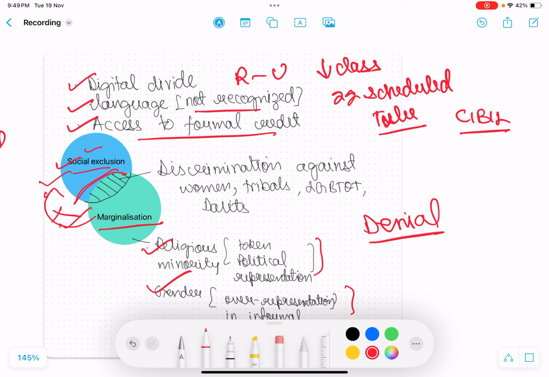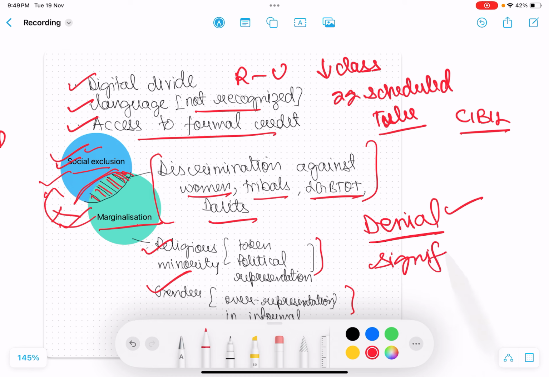Now, what is this area which is both social exclusion and marginalization? This is a lot of the discussions that we have which are common. Discrimination against women on the basis of patriarchy, or against tribals or the LGBTQ community or Dalits, a large part of that discrimination is both denial, which would constitute social exclusion, and marginalization, reducing the significance and importance of their contribution and their rights. And a large part of the discrimination against these groups is both, so that would be this overlap area here.